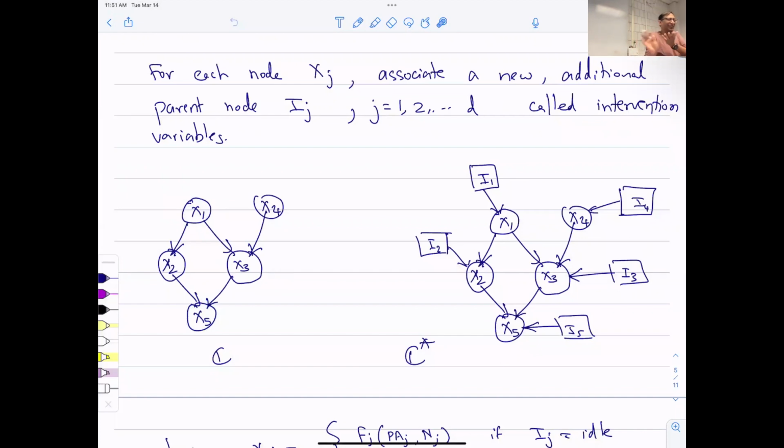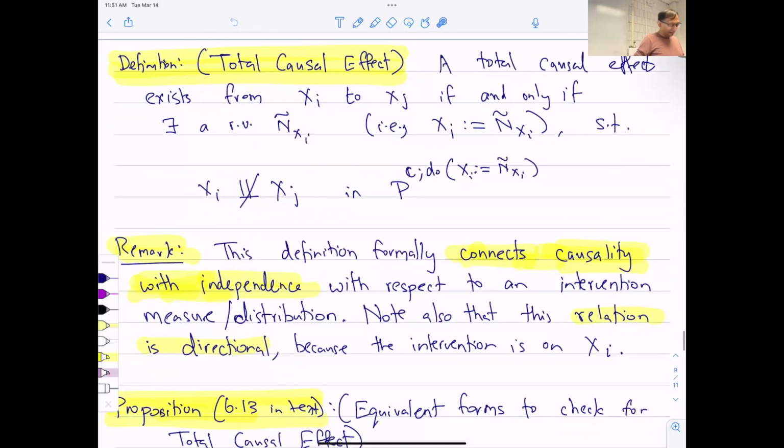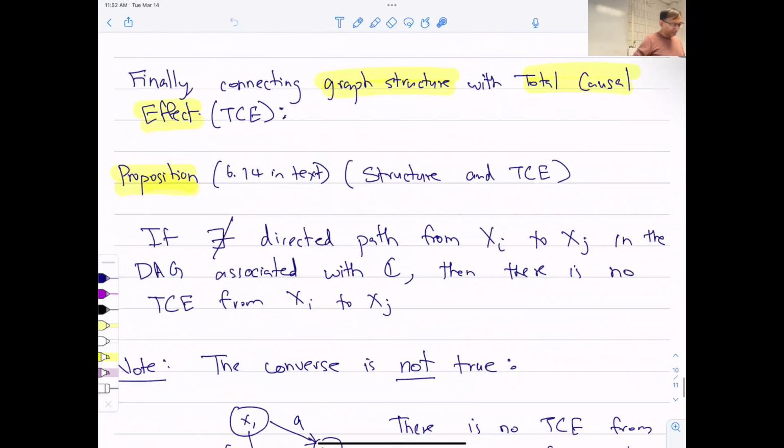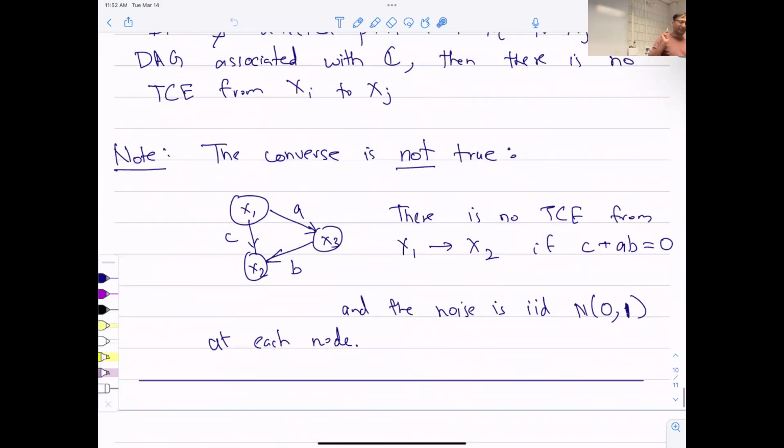Potentially, okay. This is what we'd like to say. But that's not what we are saying. We are saying a slightly weaker statement: that if there is no directed path, then there is no total causal effect. But it's not saying when there is a total causal effect. The reason is because of the same example again. For X1 and X2, there is no total causal effect in spite of the fact there's a directed path, if it happens that C plus AB equals 0. Okay, this was our faithfulness violation example.